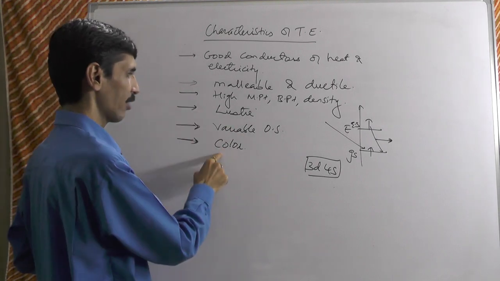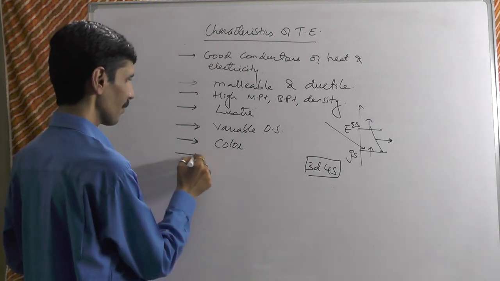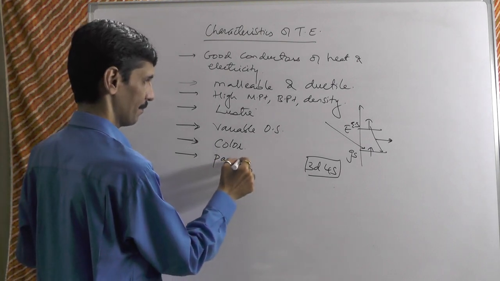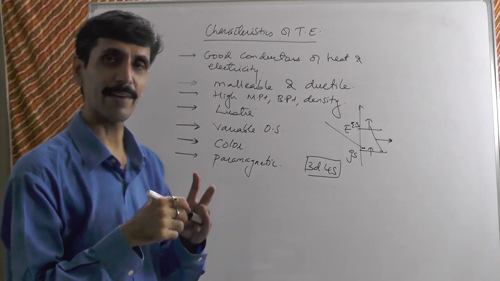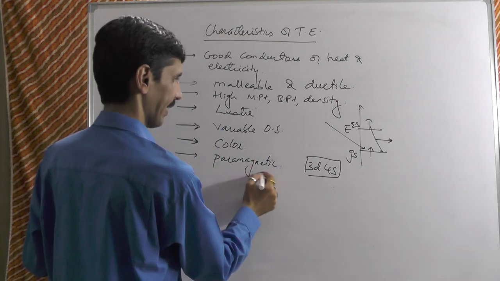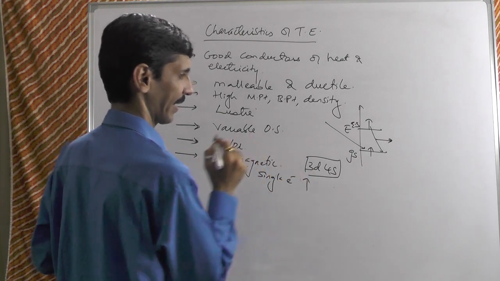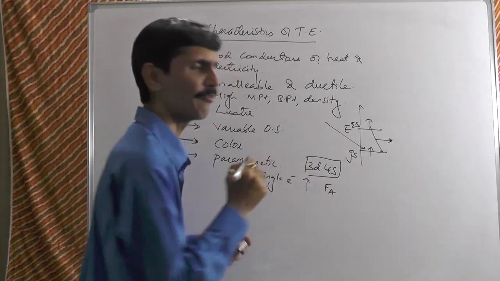ठीक है, so the next property is about color. Next thing is, most of these are paramagnetic. Most of these are what? Paramagnetic. So that means they contain a single electron, unpaired electron, like this, like this. इसलिए in the magnetic field they are going to experience a force of attraction.